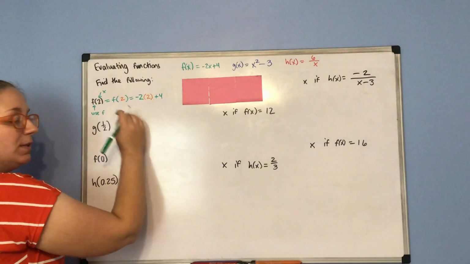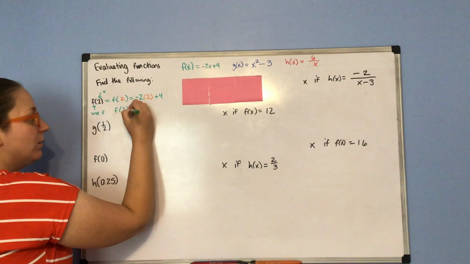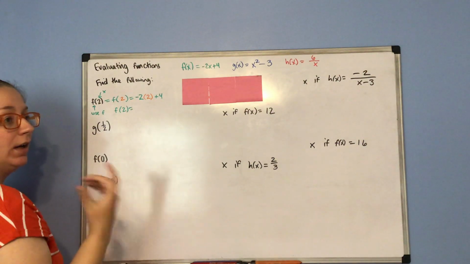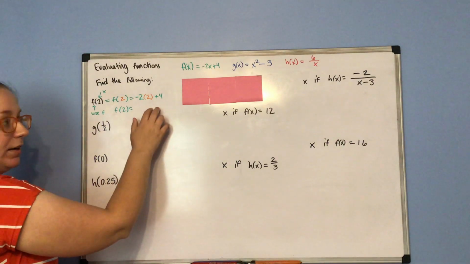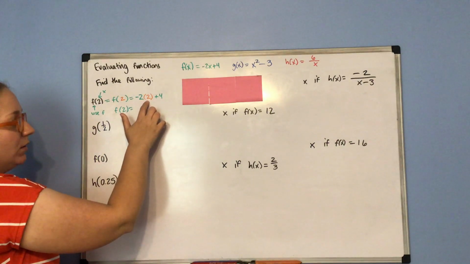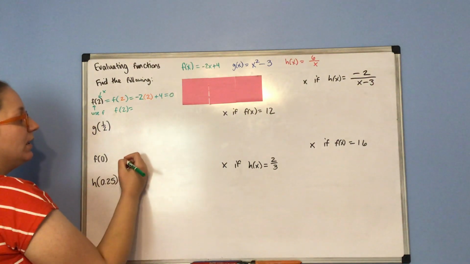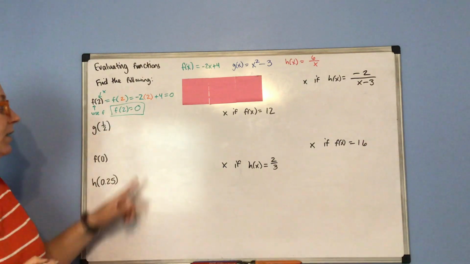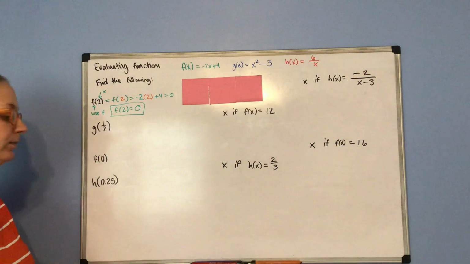This side, f of 2, doesn't mean f times 2, it just means the value of my function f when x equals 2. To do the other side, you can do this all in your calculator, Desmos, by hand, whatever. I'm going to just kind of talk us through it. Negative 2 times 2 is negative 4, plus 4 is 0. So what I would say is that f of 2 equals 0. That means when I plug in 2 for x into my f function, I get 0.